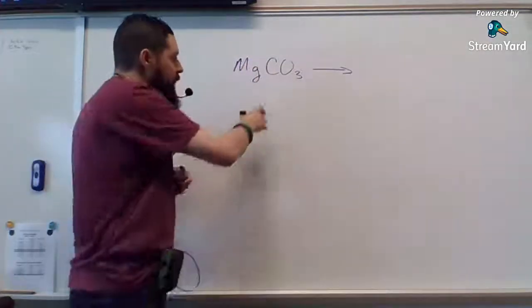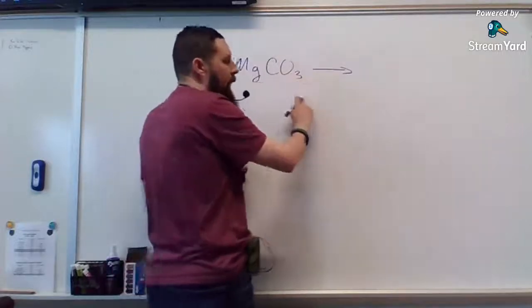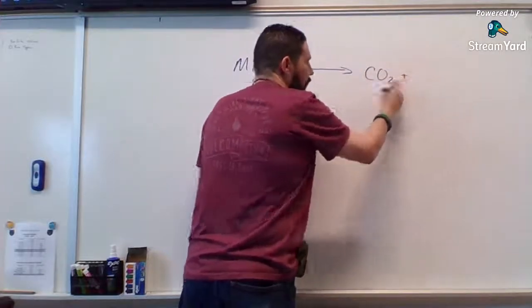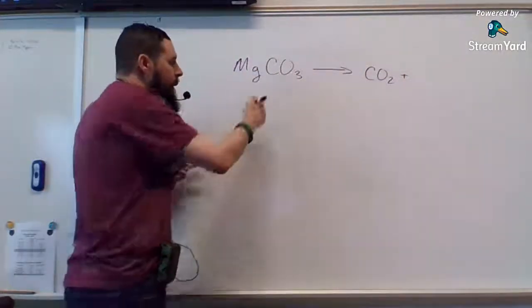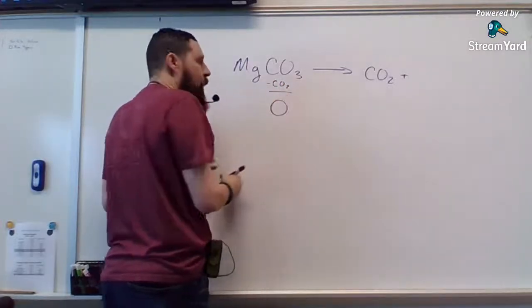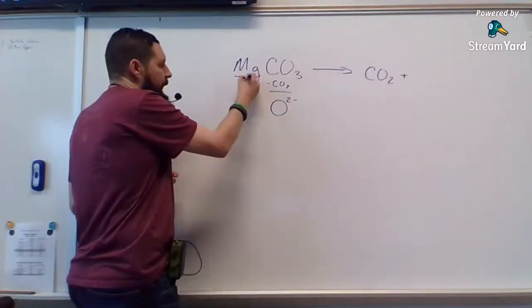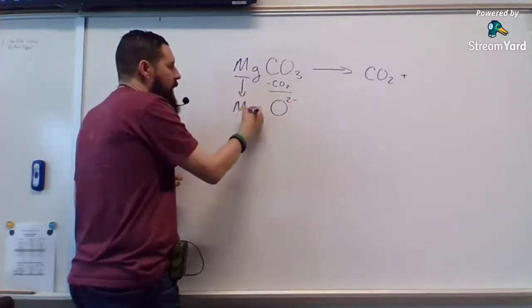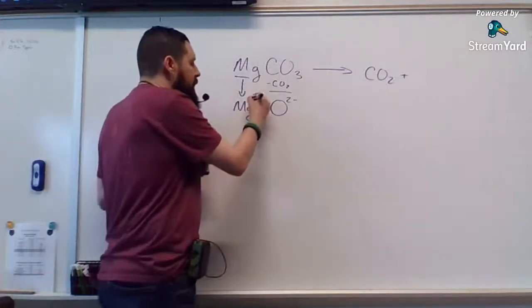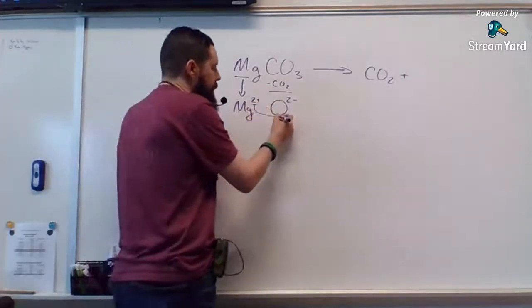MgCO3. So again, when I notice that I've got a metal with carbonate, I'm going to subtract out CO2 as one of my products. When I subtract out that CO2, that leaves me with one oxygen remaining, which would have a 2 negative charge. My magnesium is going to combine with it. And again, we always combine things as ions. So magnesium as an ion would be a 2 positive.